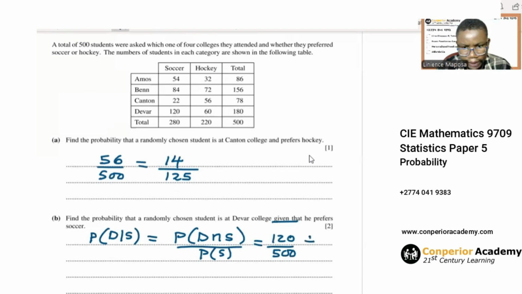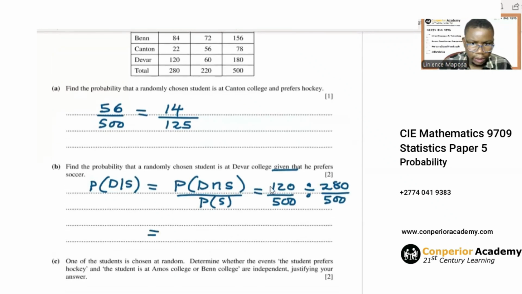And we are going to divide that by the probability of preferring soccer, which is 280 out of 500. So this simplifies to 120 over 500 multiplied by 500 over 280. So this is basically just 120 divided by 280, which is 3 over 7.